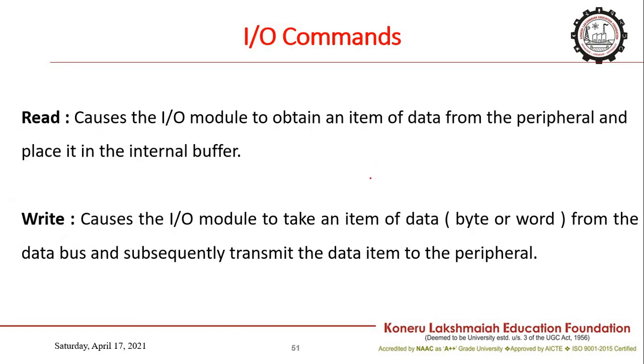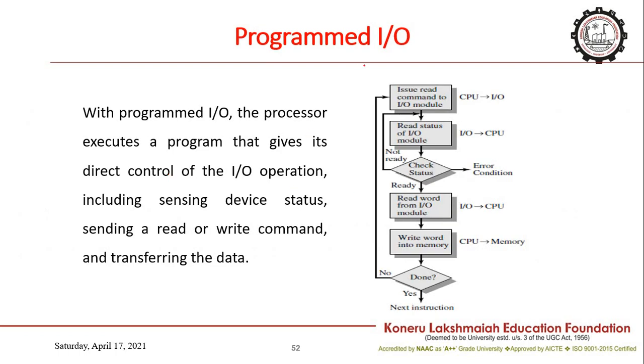Read is nothing but it causes the IO module to obtain the data from the peripheral device and place it in an internal buffer, and write is nothing but the writing of the data from the peripheral device into an internal buffer. So basically programmed IO is where the processor executes the program that gives the direct control, as we had discussed before.